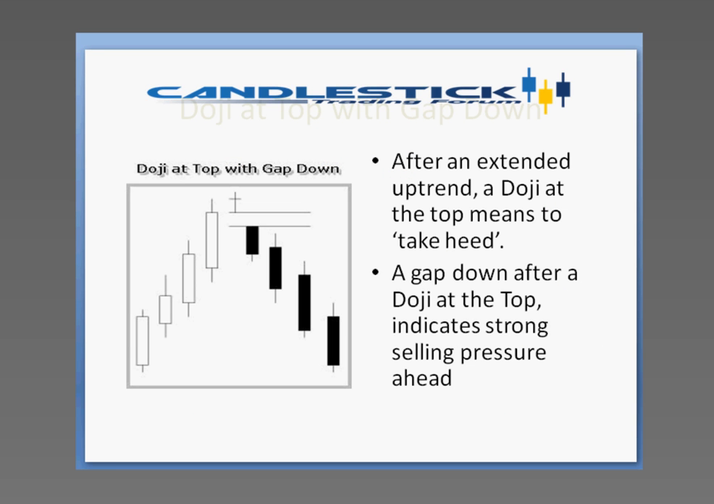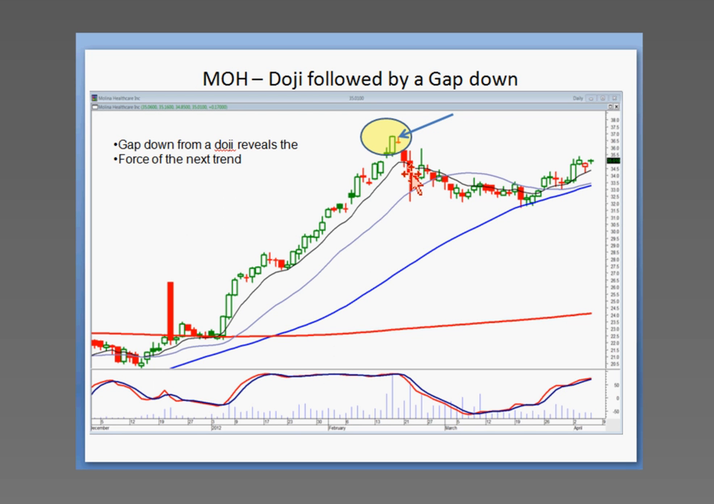On the other hand, if we see that doji or a candlestick sell signal in the overbought condition and they gap it down the next day, that pretty much tells us exactly what their decision was after that indecisive trading day.